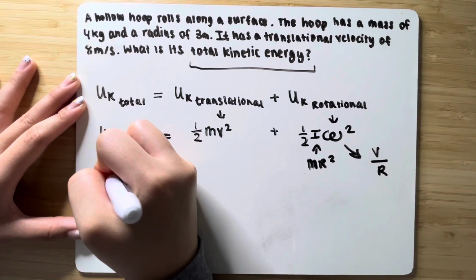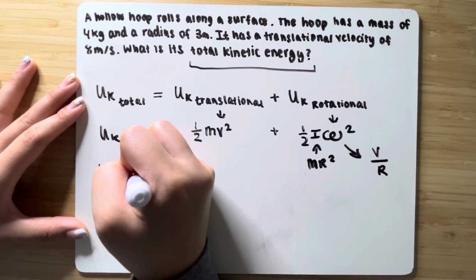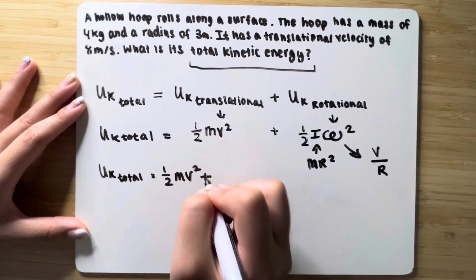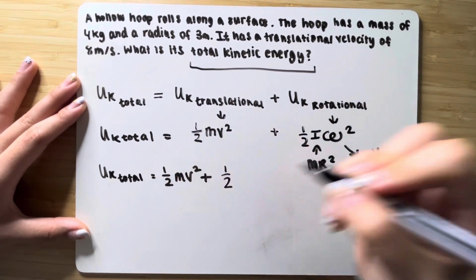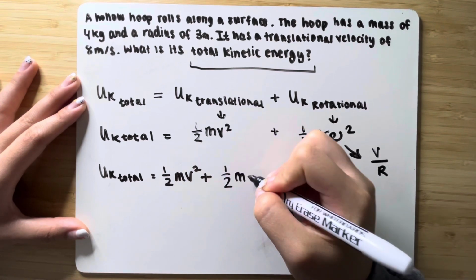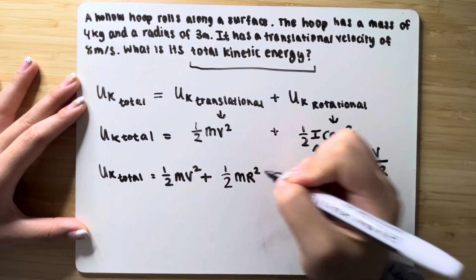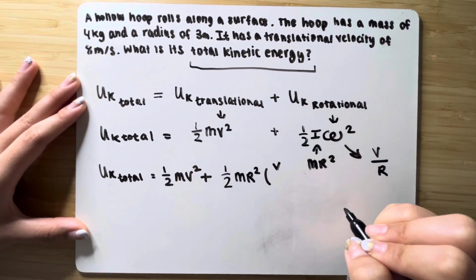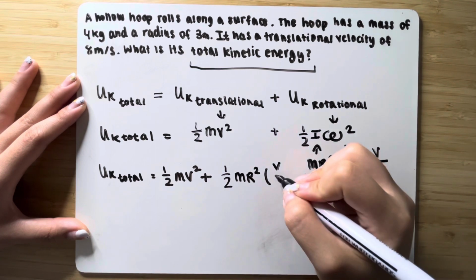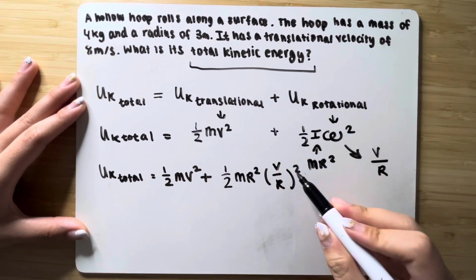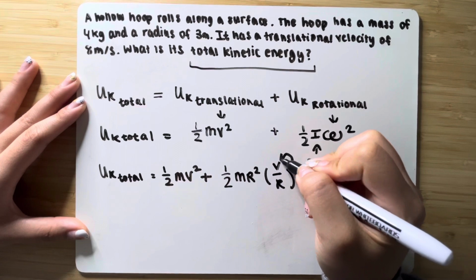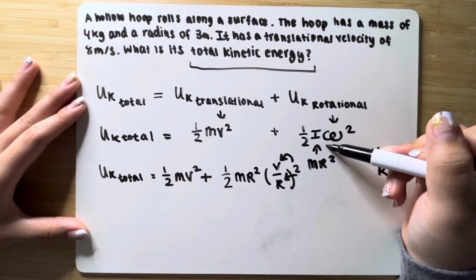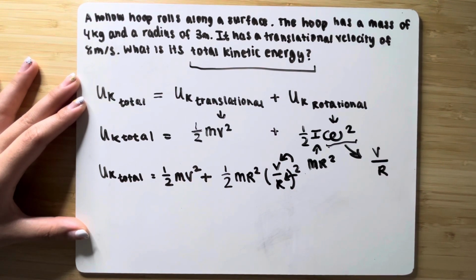Okay, so rewrite this. You have U sub k total, the total kinetic energy, equaling 1/2 mass times velocity squared plus 1/2 mass times radius squared multiplied by omega, which is v over r, squared. But now you can distribute the square to both v and r because omega is squared here.